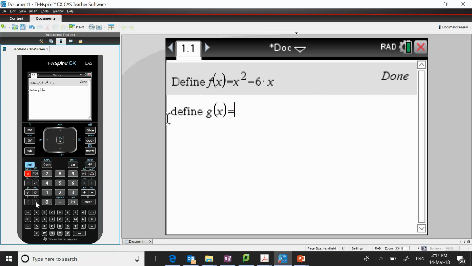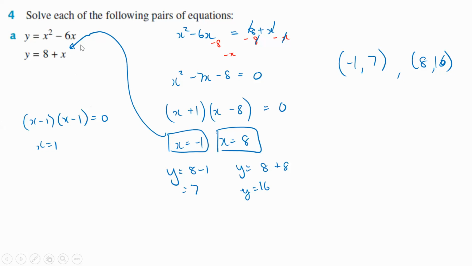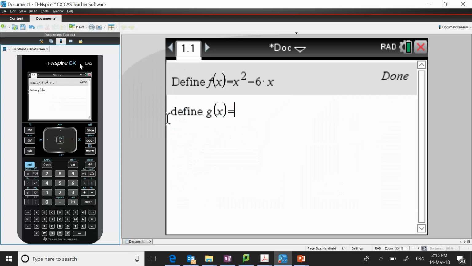Here we go. F of x equals x squared minus 6x. I'm just trying to solve what we did before. We had x squared minus 6x. Now the second equation is 8 plus x, and I'm calling that equation a different letter. I'm calling it g. You can call it h, you can call it p, you can call it whatever you want. I defined it. The nice thing about this is once you define it, you can do a lot of things. Here, I'll show you what I mean.